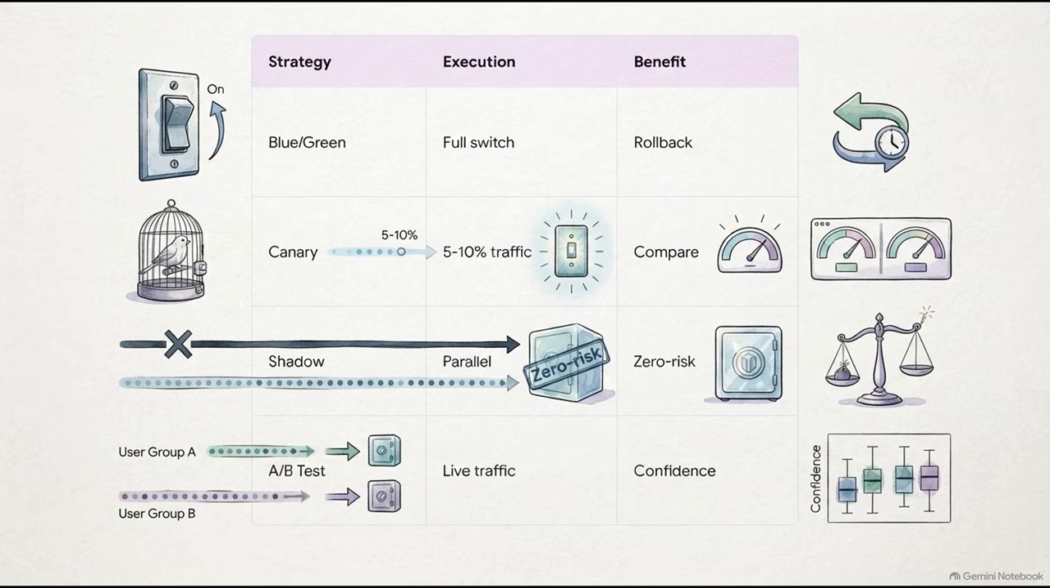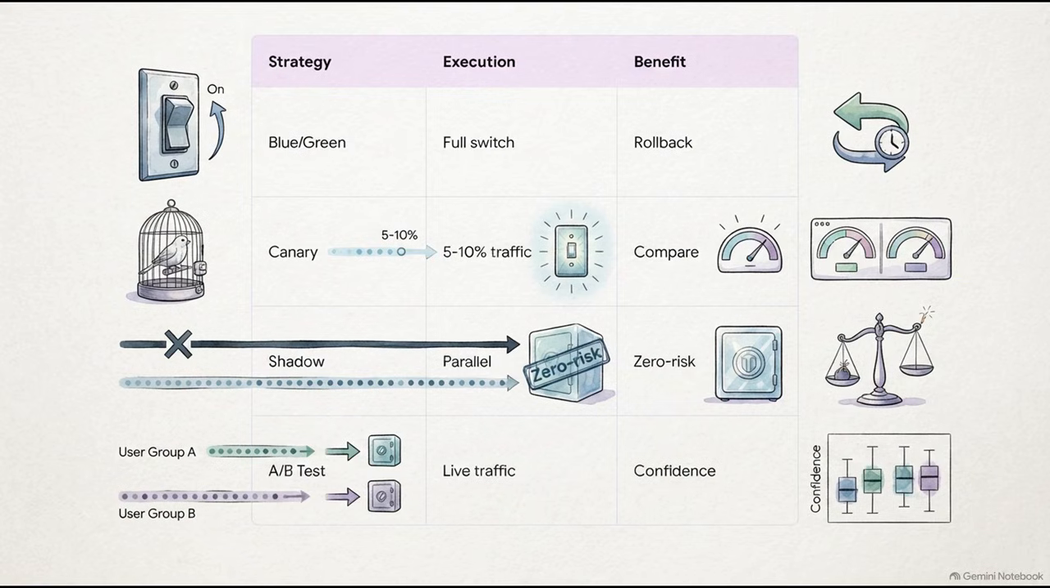When you're actually at the point of promoting validated artifacts from the registry to your serving infrastructure, you have a few different continuous deployment gating options. A blue/green strategy flips all traffic at once, which gives you the benefit of instant rollback capability. A canary deployment takes a more cautious approach, routing just 5 to 10% of traffic to the new model to let you compare metrics before a full rollout.